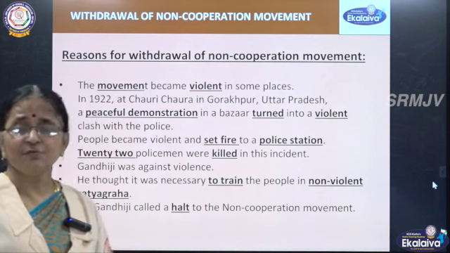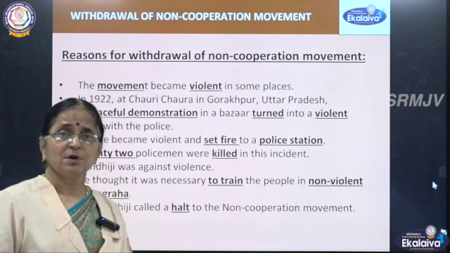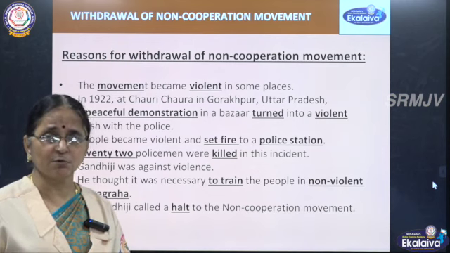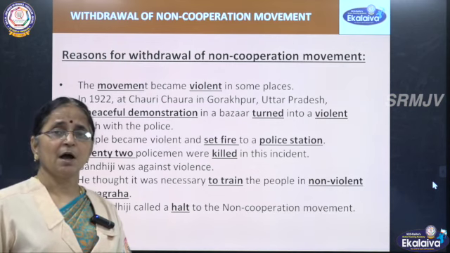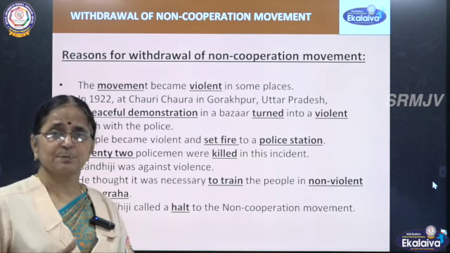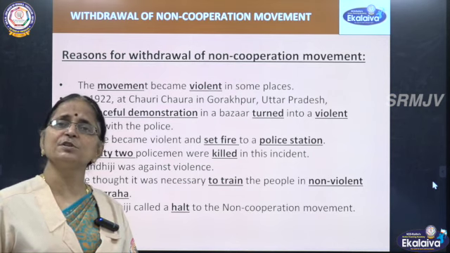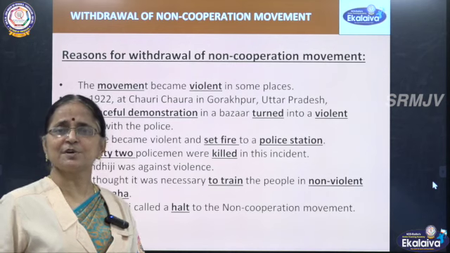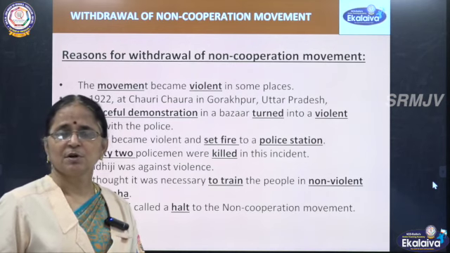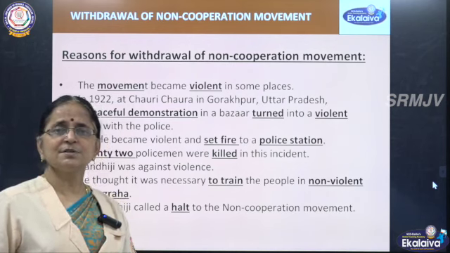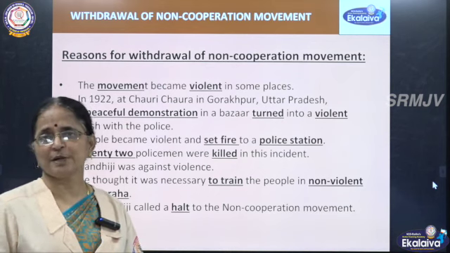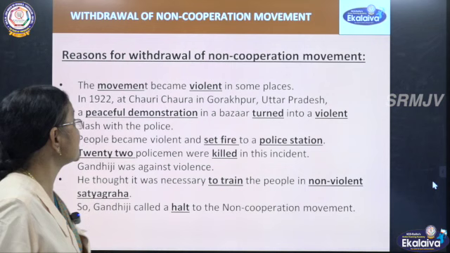Now, the withdrawal of the non-cooperation movement. We started from the beginning, with how it started in the towns and cities, how the movement spread to the countryside, and how the tribals and the plantation workers interpreted Swaraj. One incident made Gandhiji withdraw the non-cooperation movement. Let us see what that incident was.